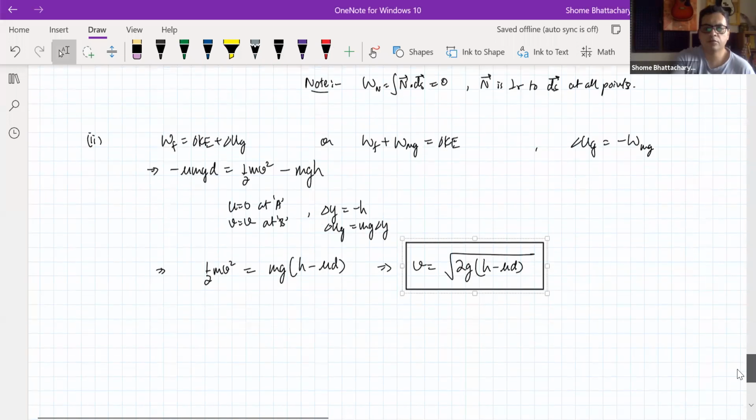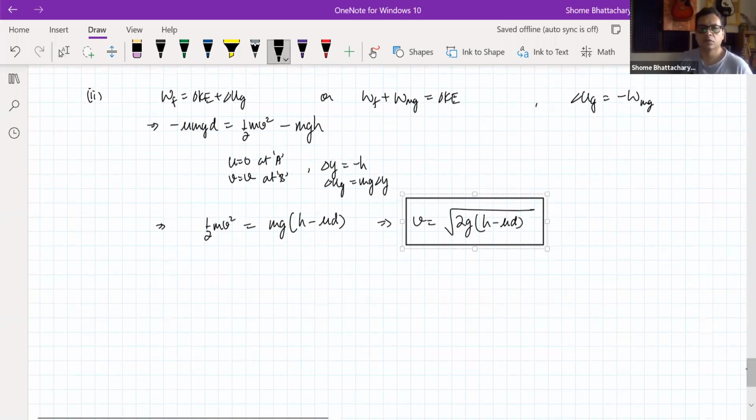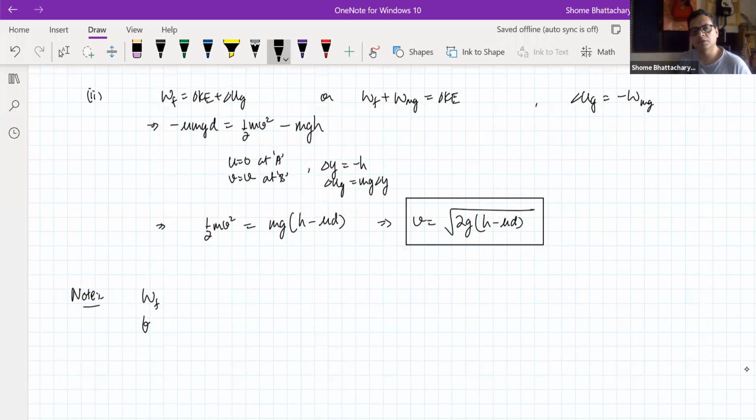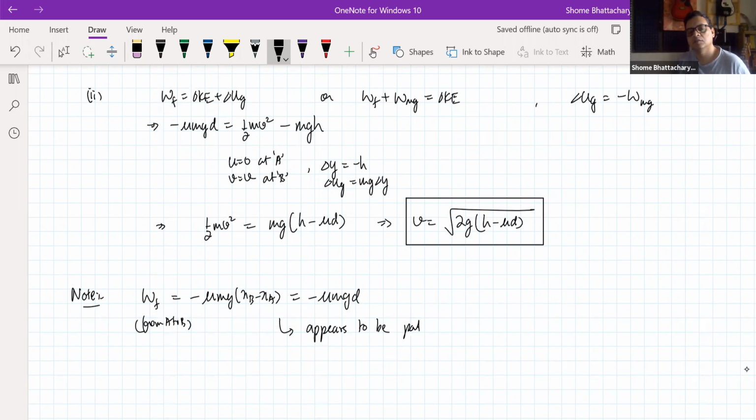Now, one more point I'd like to add over here before we move on. When you look at the expression of work done by friction, work done by friction from A to B is minus mu mg into xb minus xa, that is minus mu mg d. It appears to be path independent. Which is correct also, it is path independent.